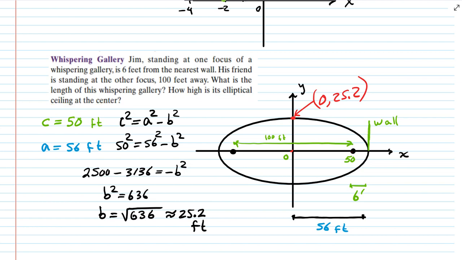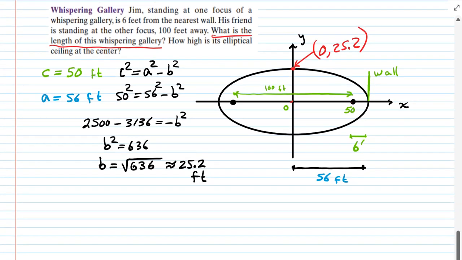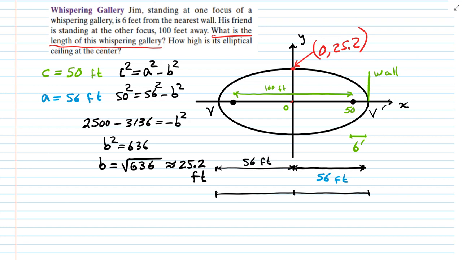So what about the first part of that question? What is the length of the Whispering Gallery? Well, the length of it is going to be the distance from one vertex to the other vertex, right? The length is the length of the major axis. There you go. Again, we just established that this distance is 56. By symmetry, the other side is also 56 feet. So the entire length of the Whispering Gallery is going to be the sum of those two, or 112 feet. That's how long the gallery is.